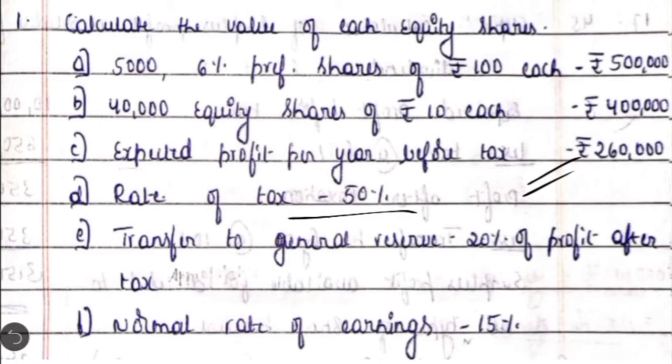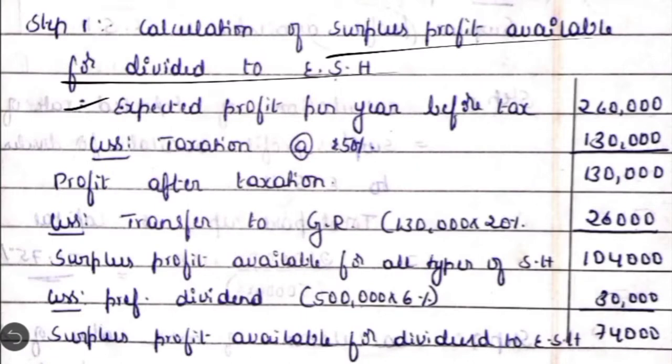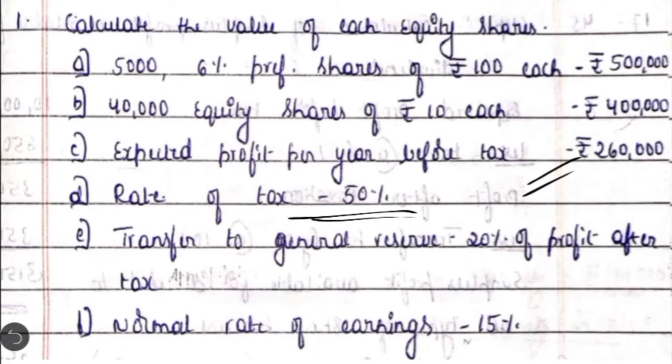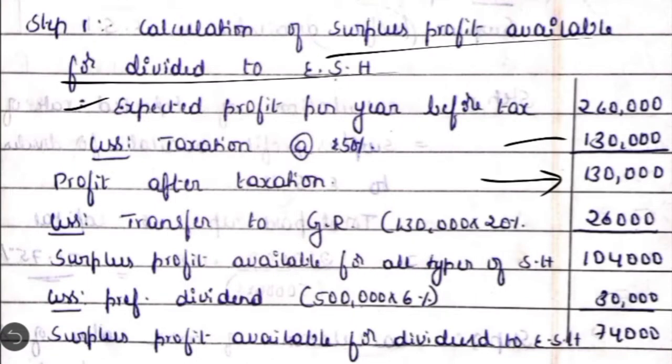From that we have to deduct the taxation at 50%. So we have to calculate 50% on 2,60,000, which comes to 1,30,000. So we have to get the balance. The remaining balance is another 1,30,000, which is called profit after taxation. After this, we are going to deduct the appropriations. In this case, they have given one appropriation, that is transfer to general reserve 20% of the profit after taxation. So what is the profit after taxation? 1,30,000. So out of which 20% of that, so 1,30,000 into 20%, which comes to 26,000. So it should be transferred to general reserve. So less transfer to general reserve 26,000.